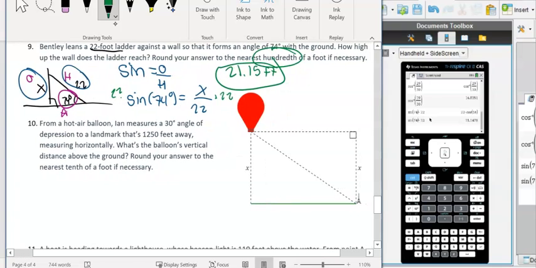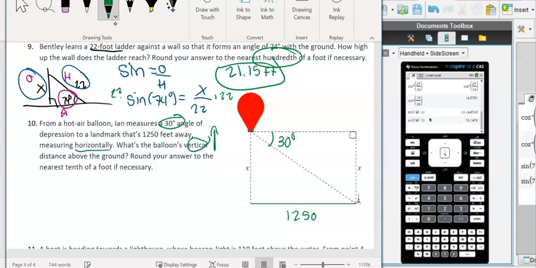Okay, so now we have a hot air balloon with a 32 degree angle of depression to a landmark that is 1,250 feet away, measuring horizontally. So that means that this is 1,250. Horizontal, remember, horizontal is sideways. What is the balloon's vertical? Vertical is up and down above the ground. So x has already been marked on this diagram. Round your answer to the nearest tenth.